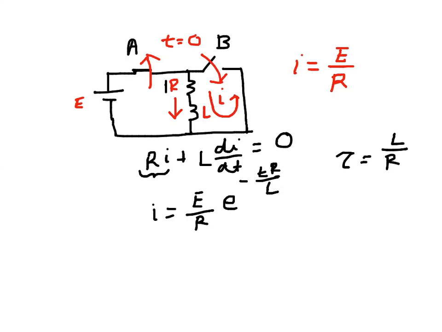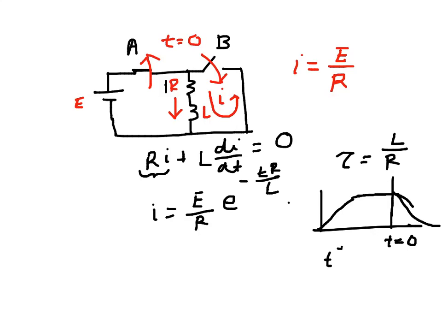So the current initially was, steady state current was like that, it built up like that, and this is somewhere when t is 0, when switch A was opened and switch B was closed. At that point the current will continue like that, and slowly afterwards it will decay like that. Just at t0 minus and t0 plus, the current is still the same, which is E over R.